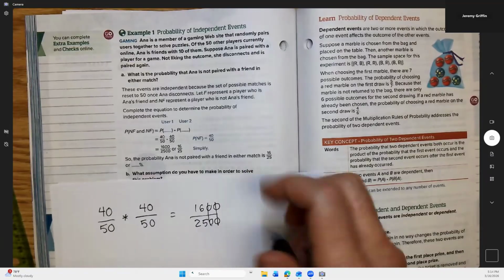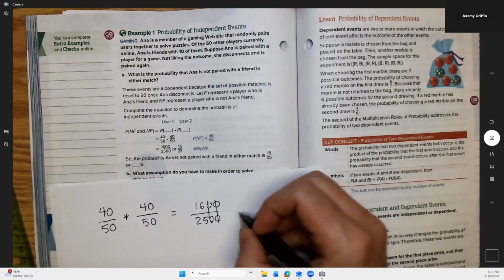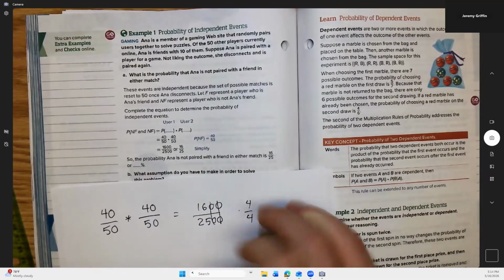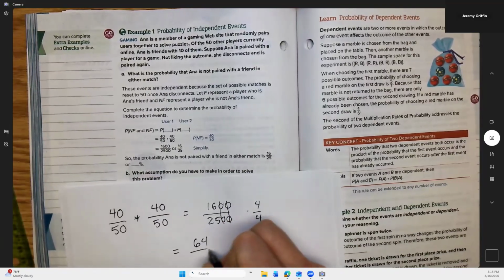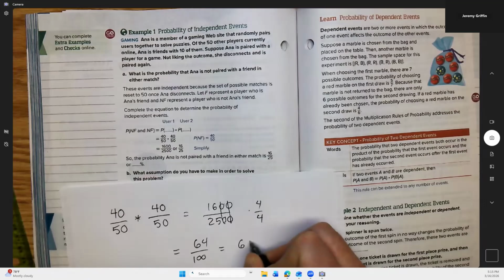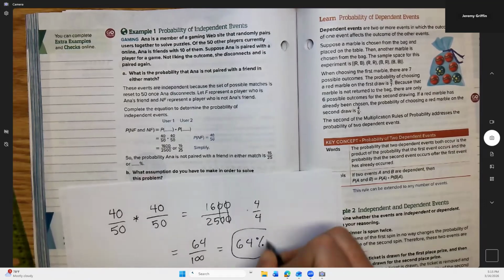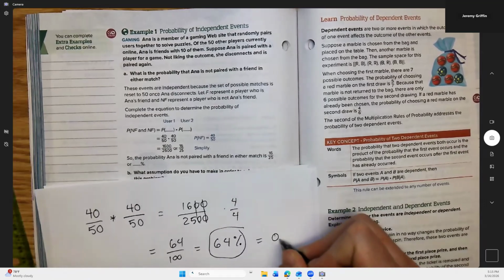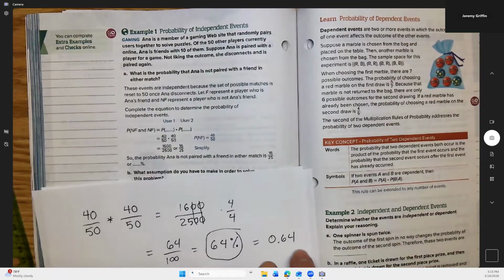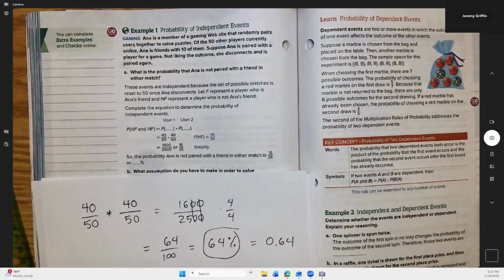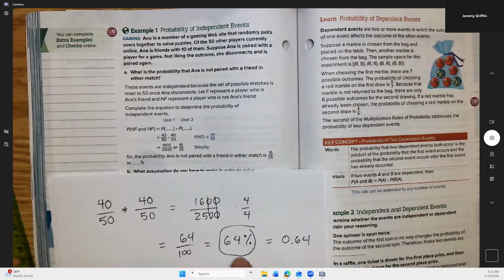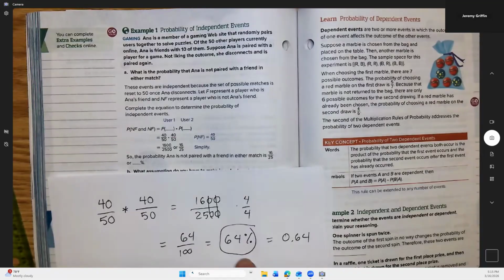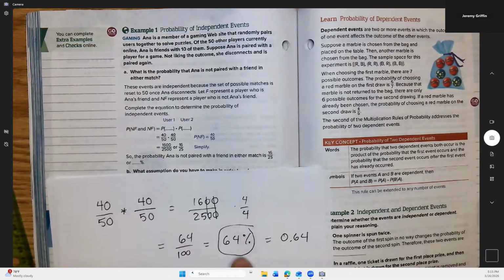If you want that as a percentage, 16 out of 25, I can multiply by 4/4 to bring this up to 100. 16 is 64 out of 100, so 64%. Or as a decimal, 0.64, if you like the decimal version. So she connects with someone randomly, then disconnects and connects again with somebody randomly. The likelihood that she would be not friends with either of those people would be 64%.